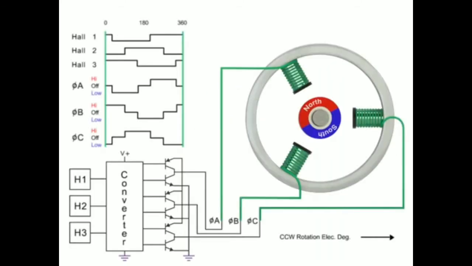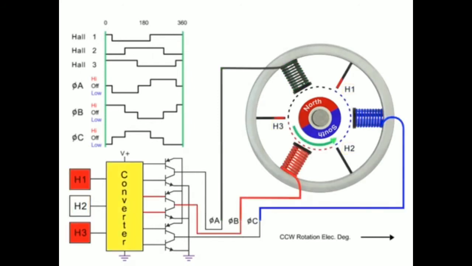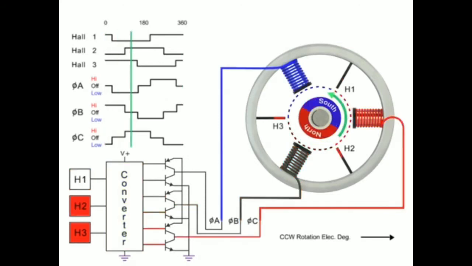The sequence is further explained here when the Hall effect sensors turn on. Coils are energized by the converter. The coils alternate in order, creating the magnetic field to turn the rotor. The sequence is repeated with the next set of Hall effect sensors and coils to continue rotation.